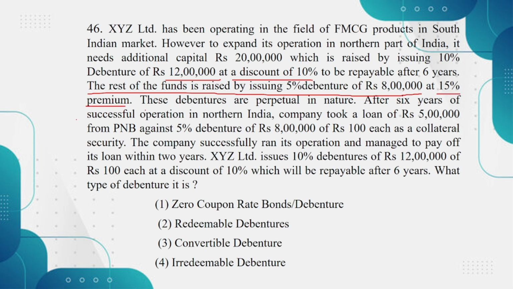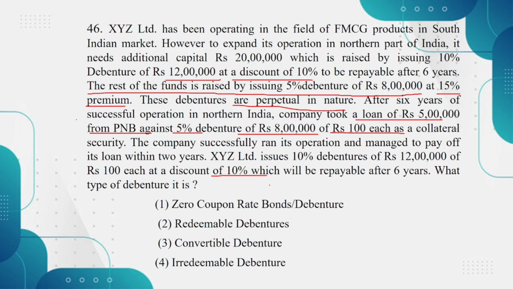So that is the concept, and the debentures are perpetual in nature. Perpetual means that is used in business for a long period of time. Then after 6 years of successful operation in northern India, the company took a loan of rupees 5 lakh from Punjab National Bank against 5% debenture of 8 lakh of rupees 100 each issued as collateral security. The company successfully ran its operations and managed to pay off the loan within 2 years. XYZ Limited issued 10% debenture of rupees 12 lakh of rupees 100 each at a discount of 10%, which will be repayable after 6 years.